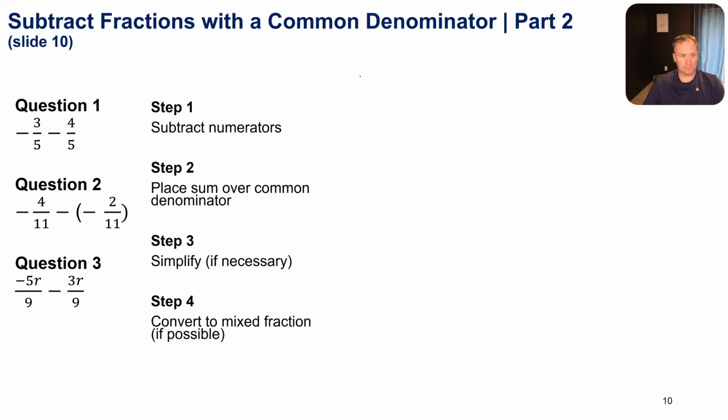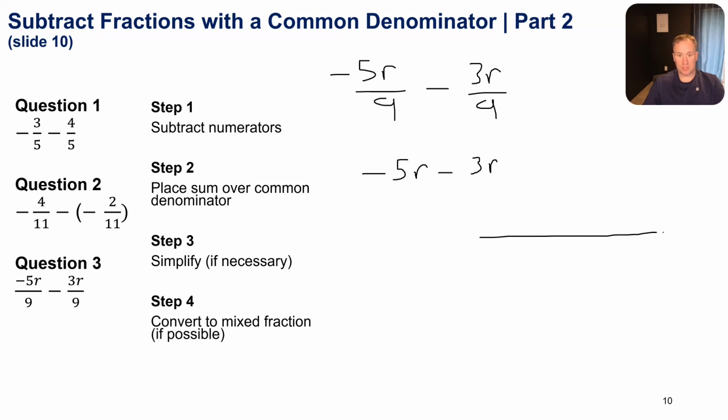Question number 3 now. I have negative 5r over 9 minus a positive 3r over 9. Okay? Notice the common denominators. This means I can just isolate my numerators. So I have negative 5r minus a positive 3r. If I model this on my number line, I'm starting at negative 5. In this case, I'm just going to look at the coefficients, the numbers in front of the variable here. So the negative 5, I'm now subtracting away a positive 3.